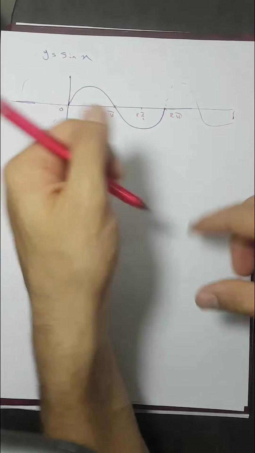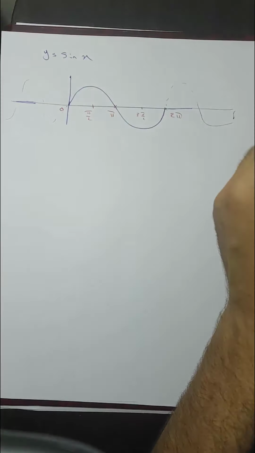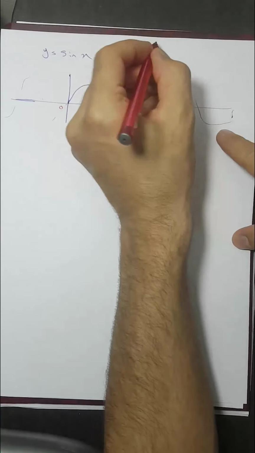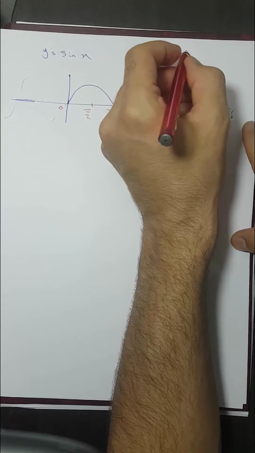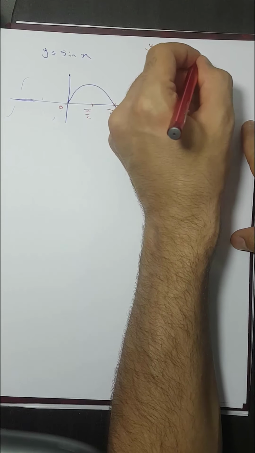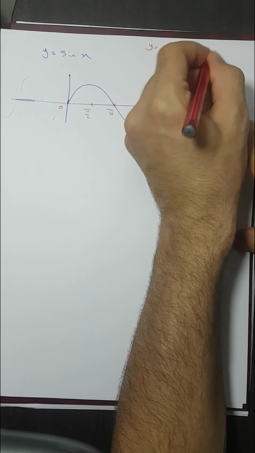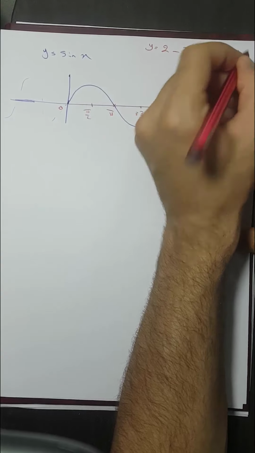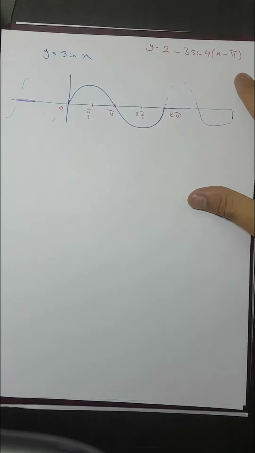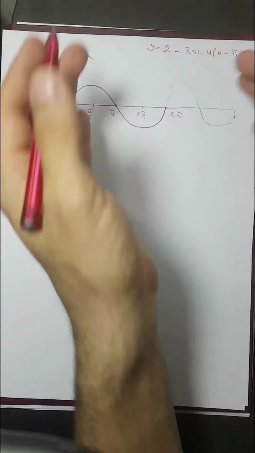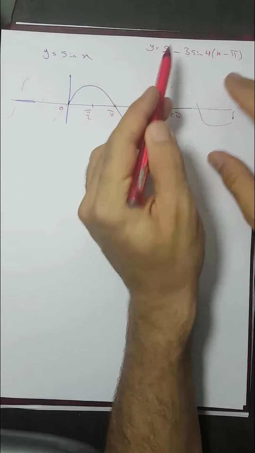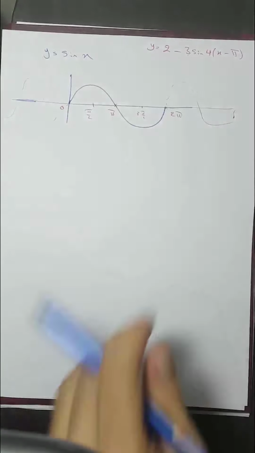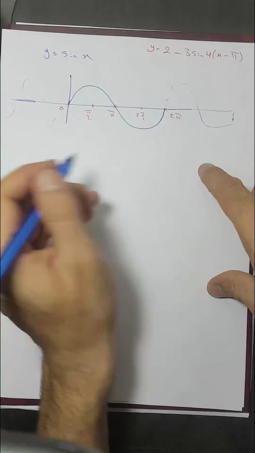Now I am going to manipulate our example. As I told you, finally I need to get something like sine of (4x minus pi), like that. So how do we transform this original function into that one? I'm going to give you one by one.